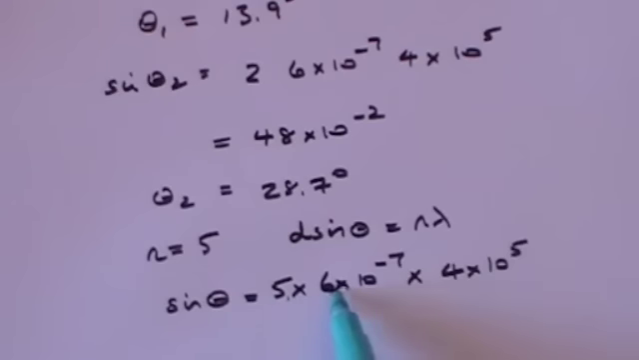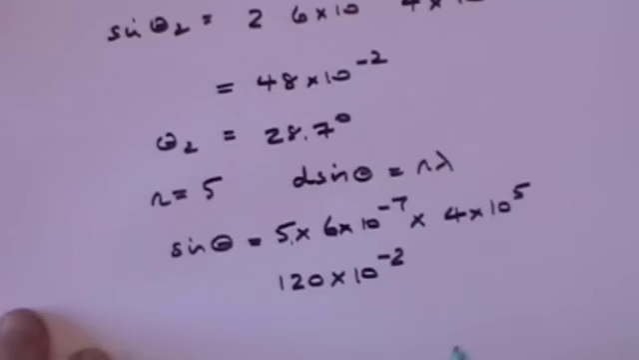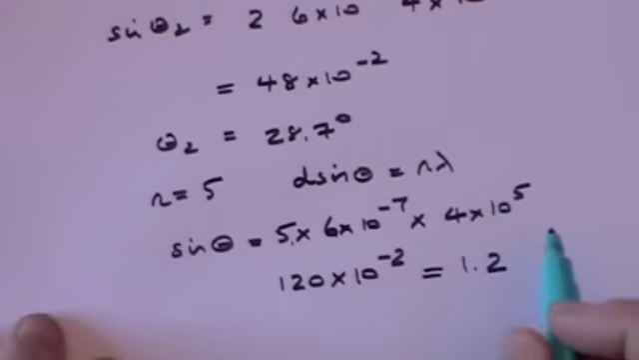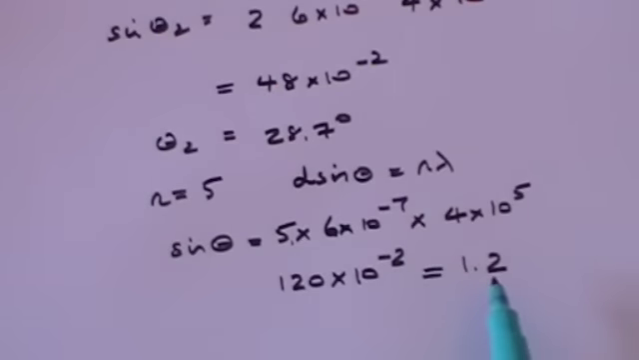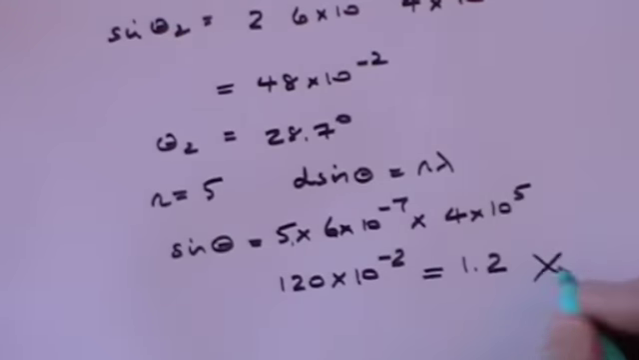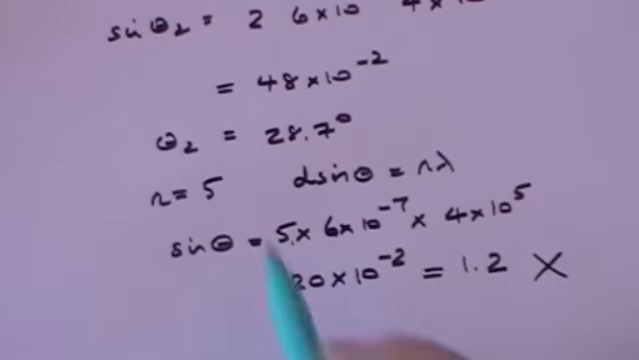That will give us 5 times 6 times 4. 5 6s are 30, times 4 is 120, times 10 to the minus 2, which of course is 1.2. Sine theta cannot be 1.2 because the maximum value of sine anything is 1. Sine 90 is 1. You can't get more than that. So consequently, you cannot have n equals 5.